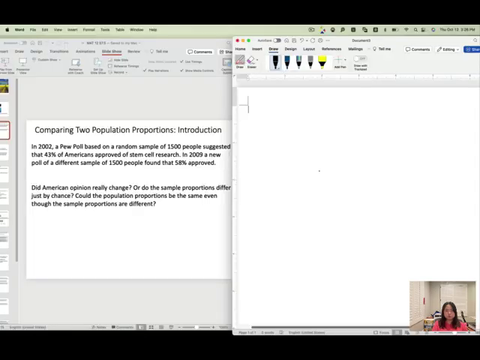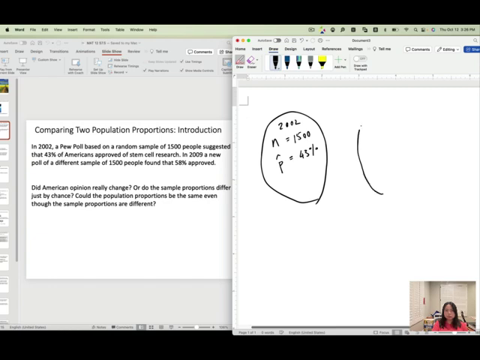Look at this example. In 2002, a random sample of n equal to 1,500 people suggests that 43% of Americans approve of stem cell research. So we have the sample proportion equal to 43%. Then in 2009, a couple of years later, a new poll of a different sample of 1,500 people found that 58% approve. And then my sample proportion becomes 58%.